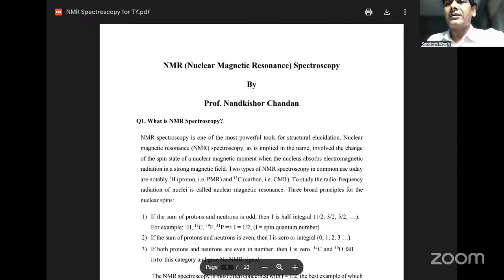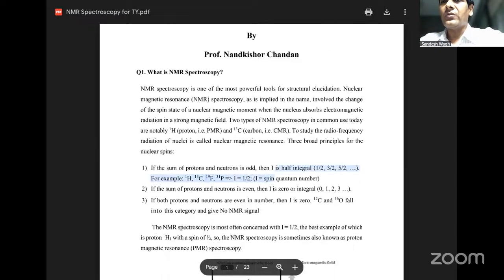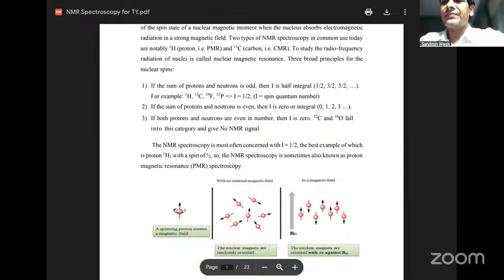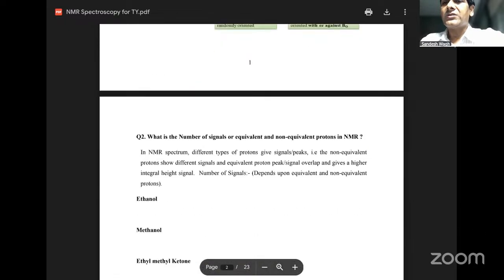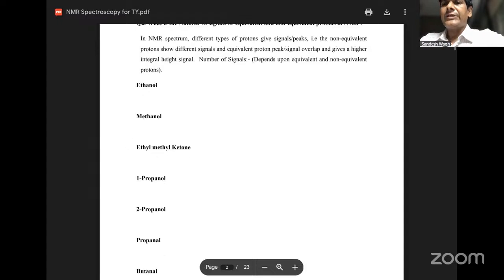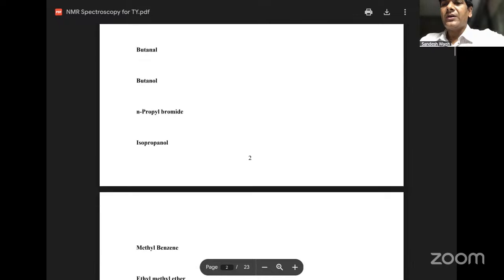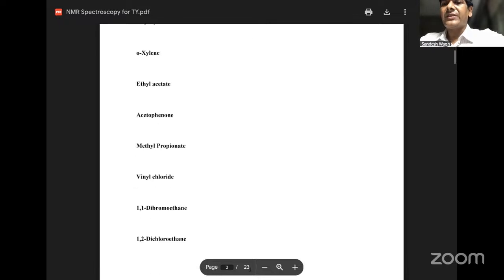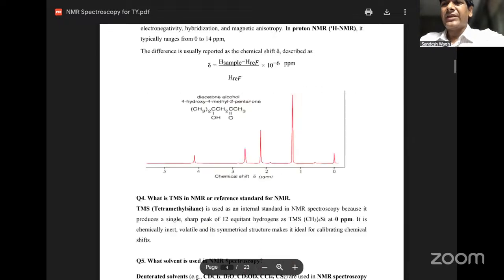linked to the first lecture series. The first lecture which we covered had some questions. I will just scroll down here to have a look. What is NMR? We discussed that in the first lecture. Then we discussed how many signals you will get in the following molecules. We drew the structures and wrote the number of signals for them. Then chemical shift we discussed.